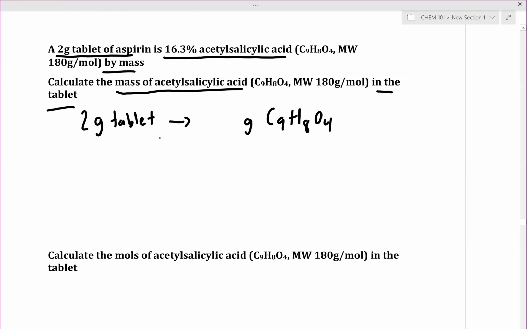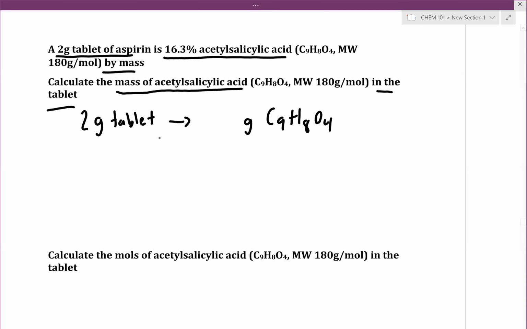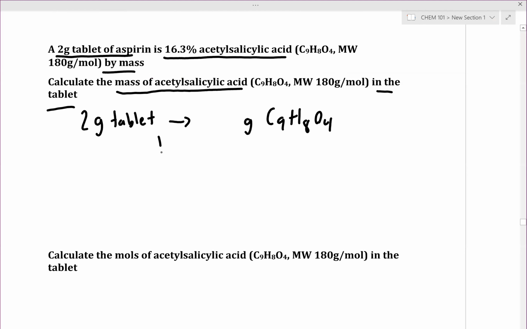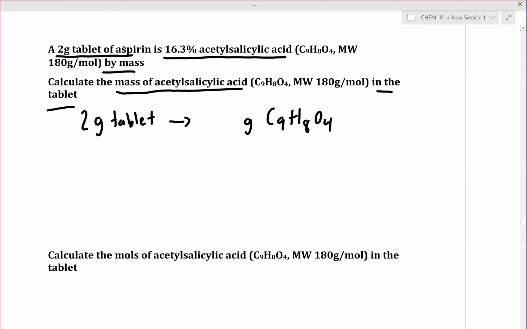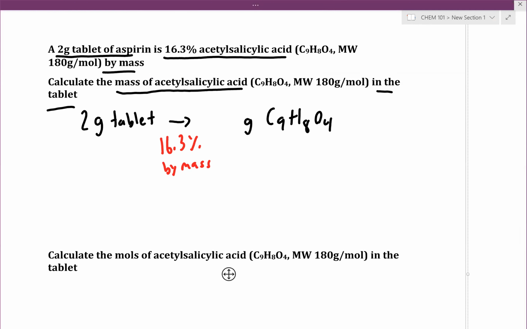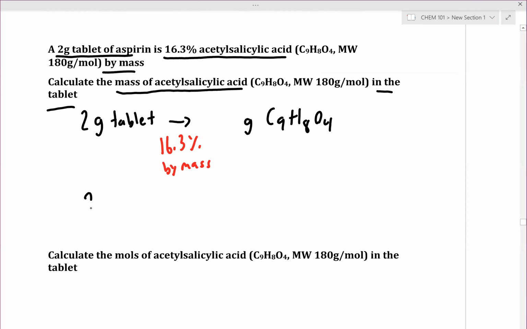Let me change the color of the pen. So we have a mass percent, 16.3% by mass. Okay, so we have all the information we need to execute on this single step conversion. So let's just plug in our numbers now. So we have 2 grams of tablet.